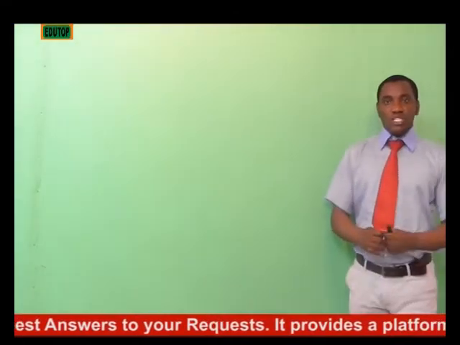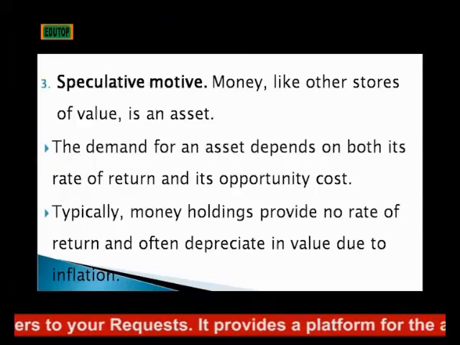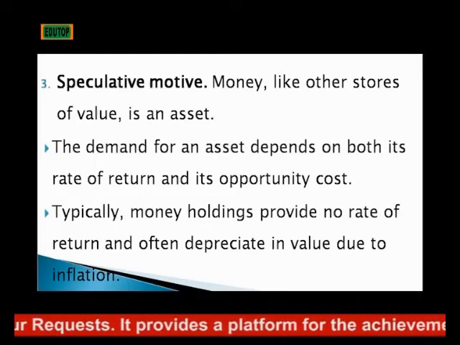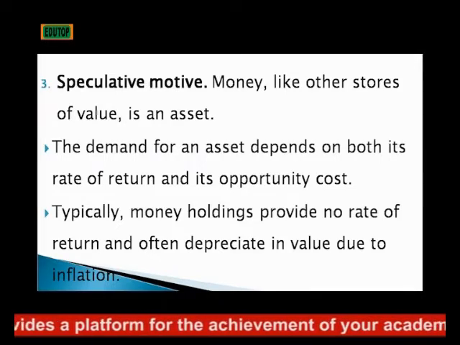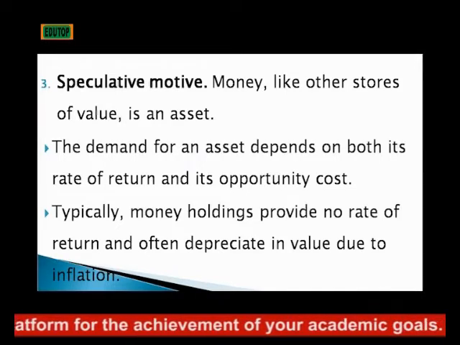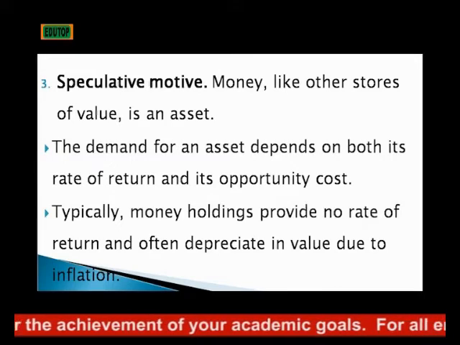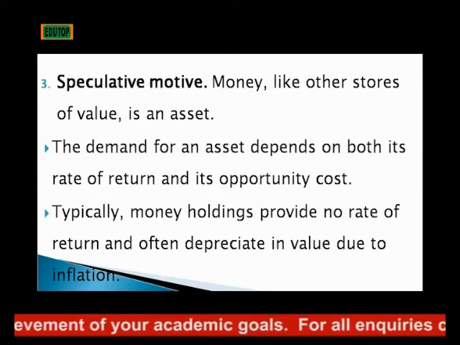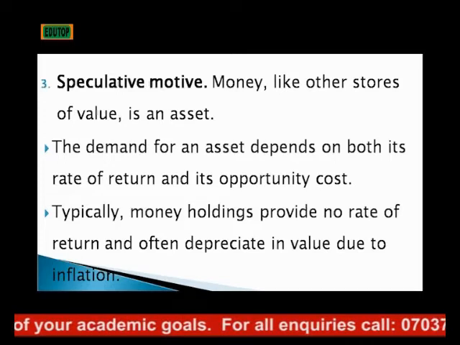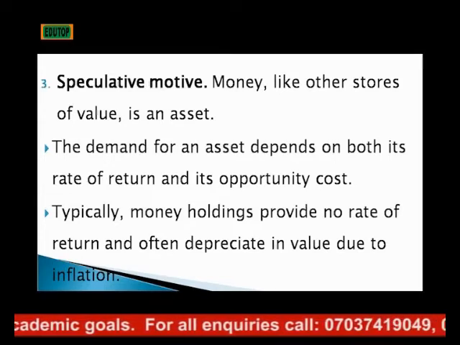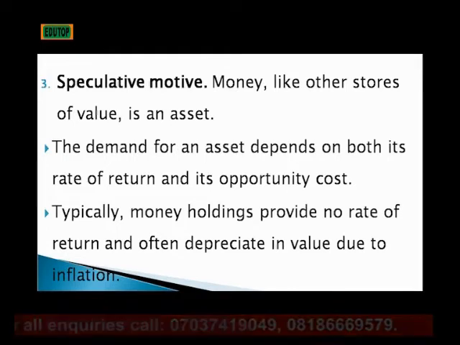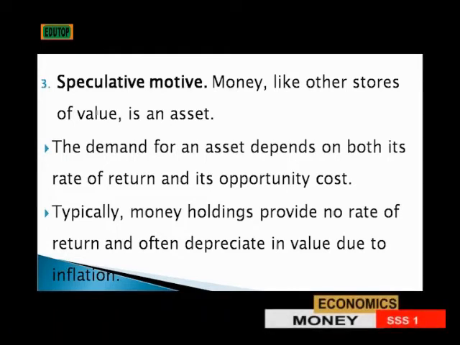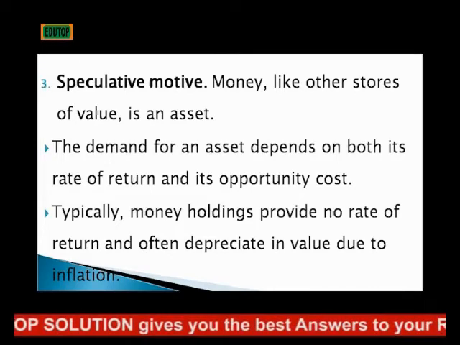And the third one is the speculative motive. Money, like other stores of value, is an asset. So we demand to have it as an asset and keep it for the future. The major idea behind this motive is to make profit in the future, especially the businessmen and the entrepreneurs. They tend to keep money so as to make some future profit.